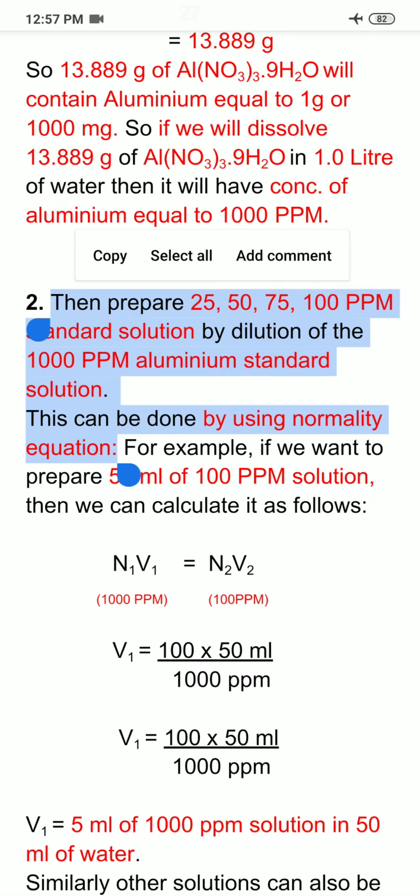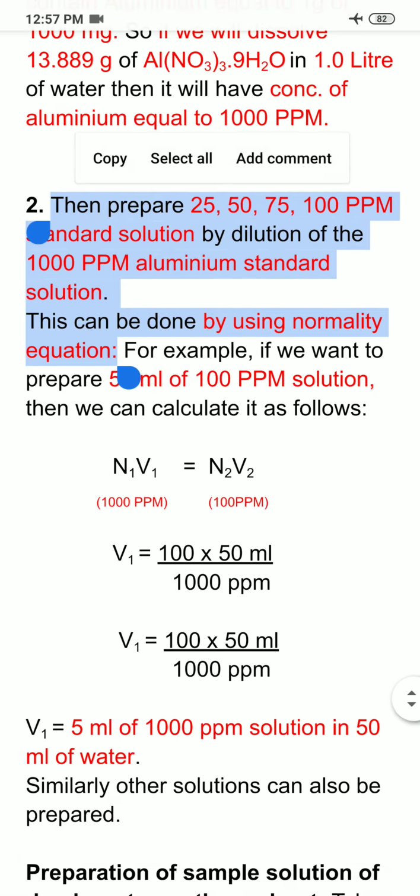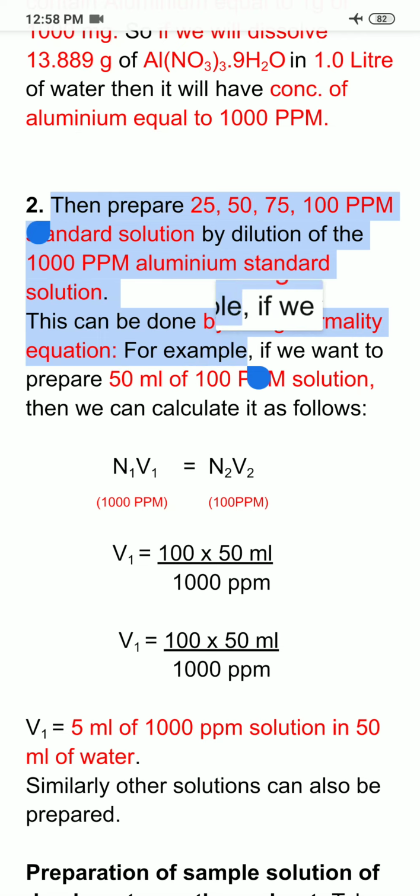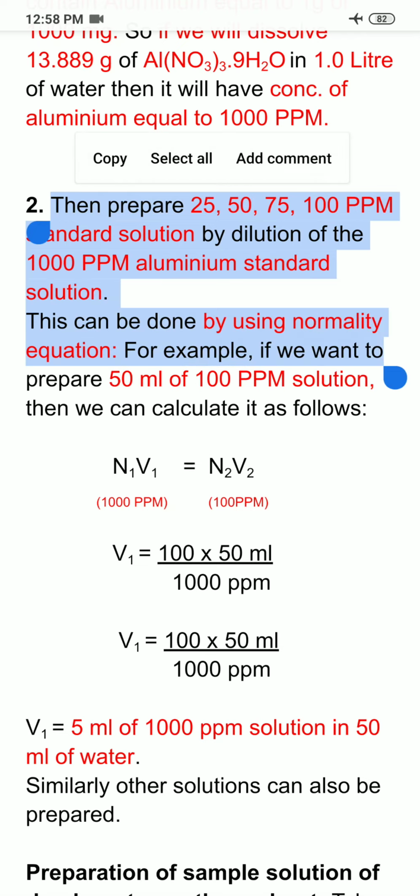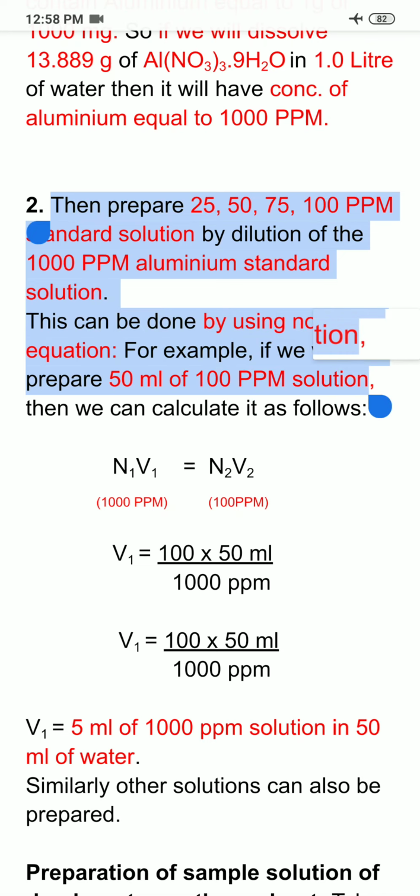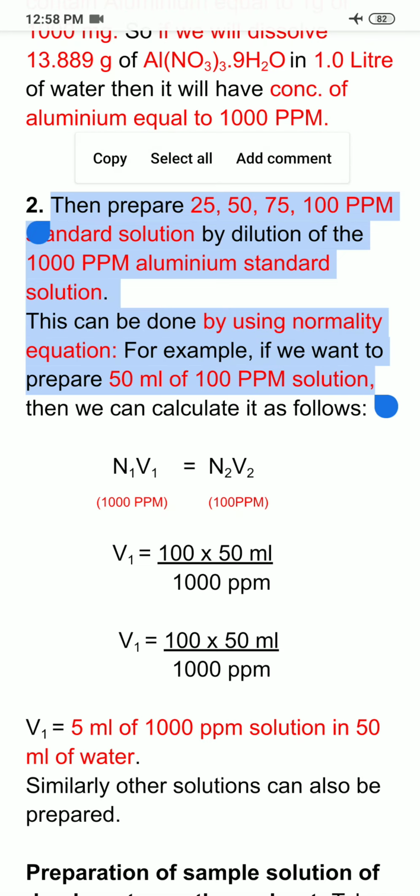For diluting, one way is by using the normality equation. Although we are not using normality here, for dilution purposes you can apply the normality equation. I will give you an example of how you can prepare a dilute concentration by using a concentrated solution. For example, if I want to prepare 50 ml of a 100 ppm solution by using the 1000 ppm solution.